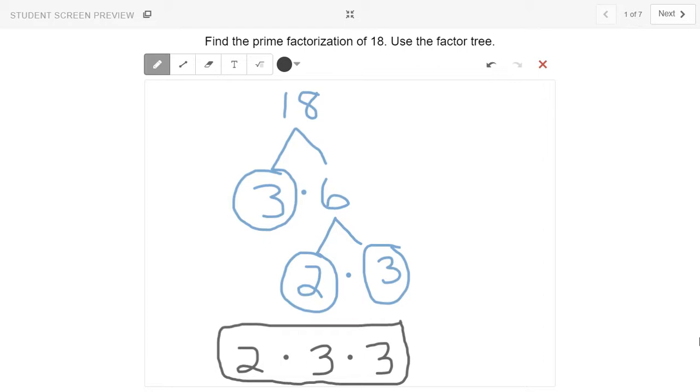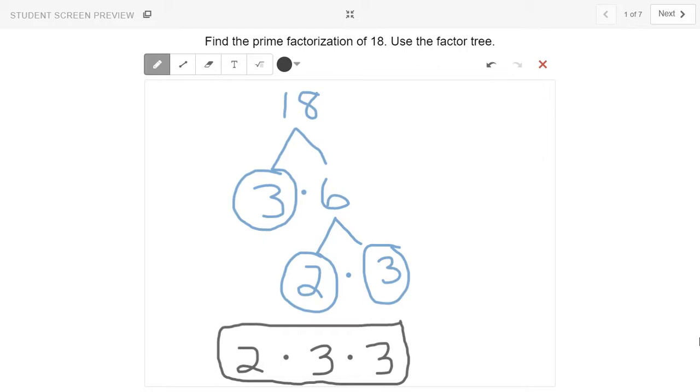We know 1 times 18 is 18, but 1 is not prime, so we're not going to use that. 2 times 9 is 18, 3 times 6. So I decided to use 3 times 6. You could use 2 times 9. It's the same thing. As long as you break it down to prime factors, you'll get the same answer.